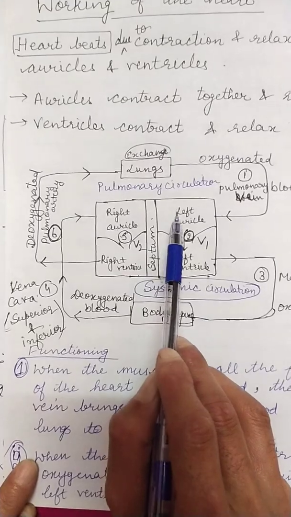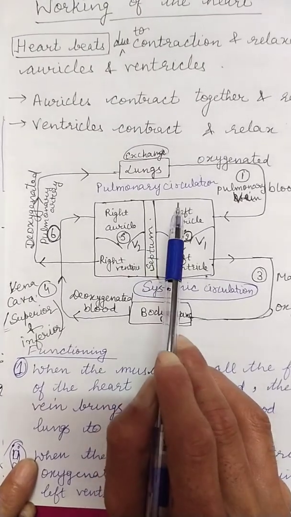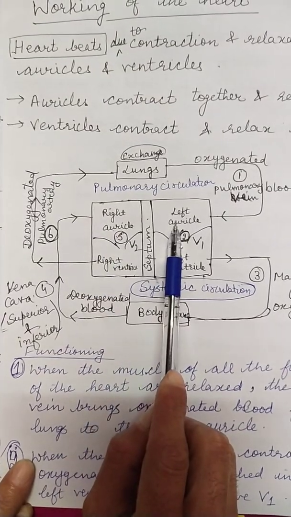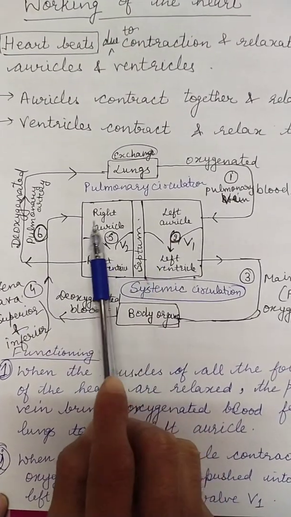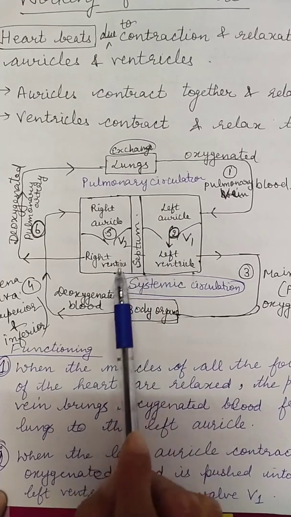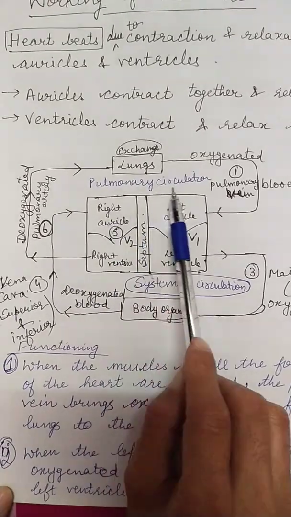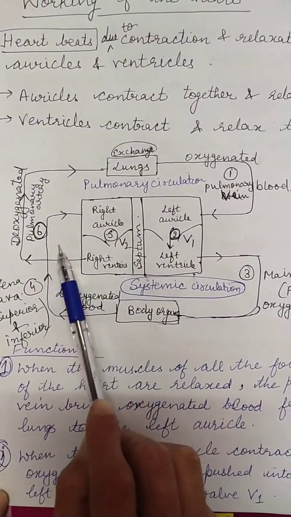Systole means contraction, diastole means relaxation. So when 2 auricles contract, the blood enters into the ventricles through the valves. This phase is the auricular systole.